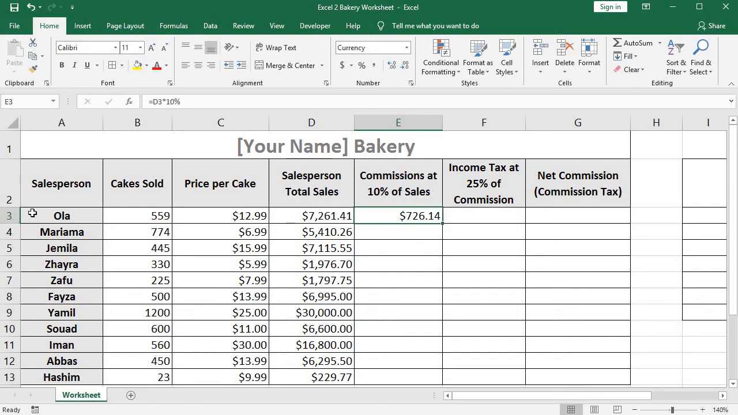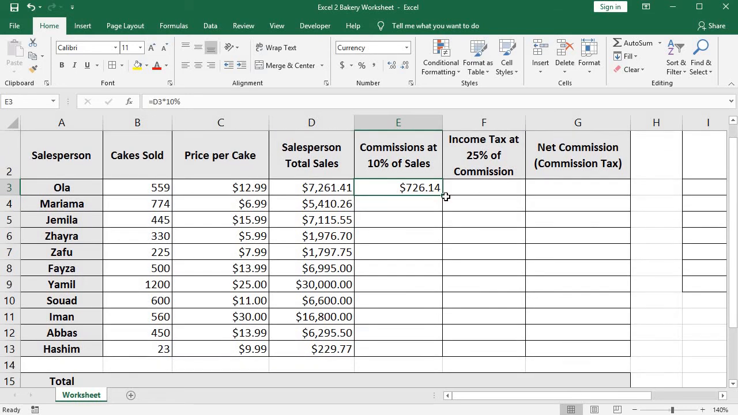So for this instance, Ola, this salesperson generated 7,261 in sales for the bakery, and their take-home pay, the commission, is $726. That's their paycheck, basically. Alright, so I've calculated this. All I have to do is, again, copy the rule or the formula down all here.